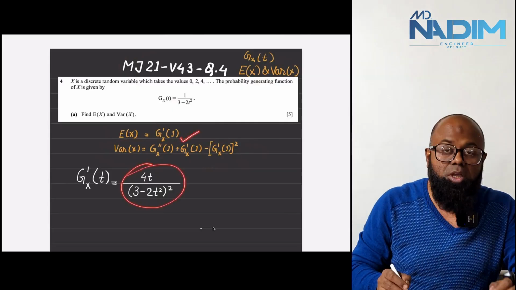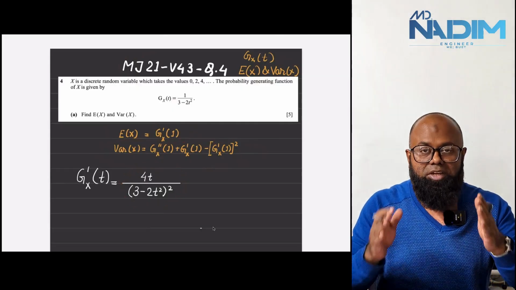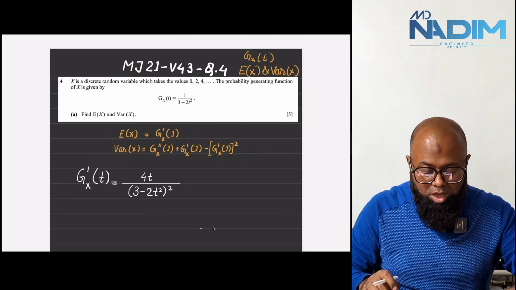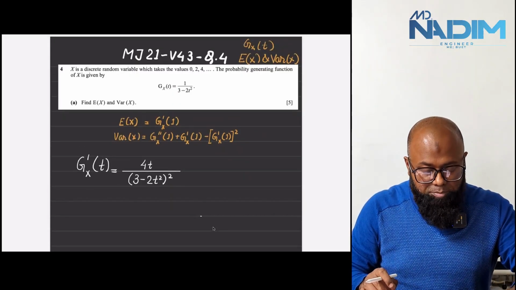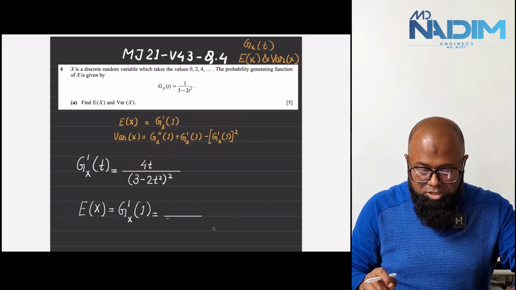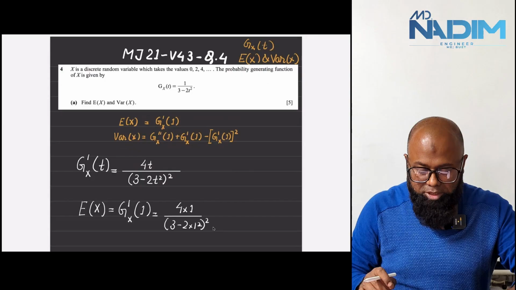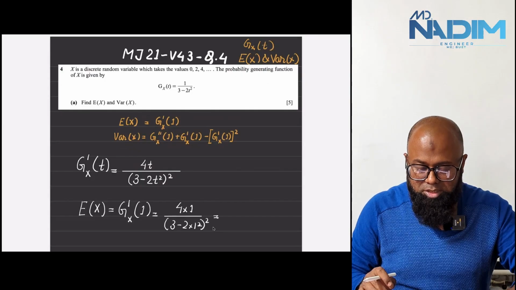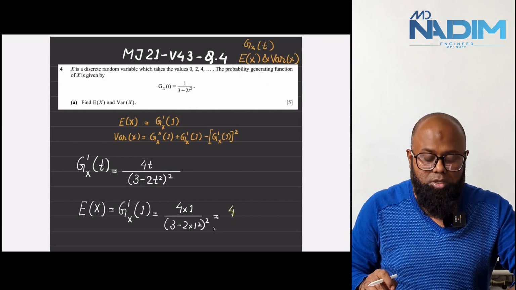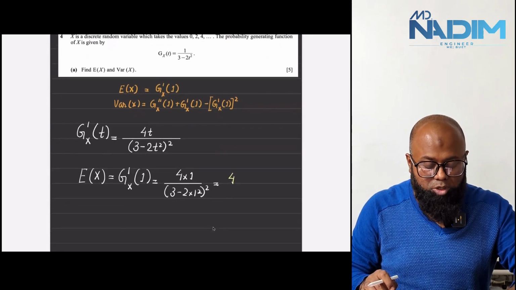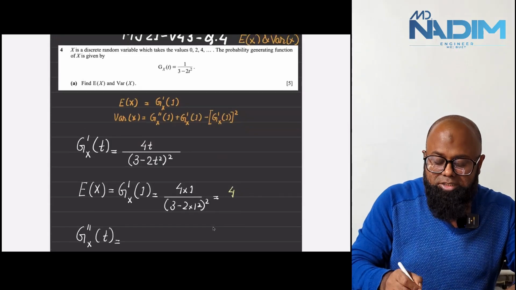Now I need to know the value of the first derivative at t is equal to 1. So g prime 1 is equal to 4 into 1 by (3 minus 2 into 1) squared, that is 4. So this is the value of E(X). Now what would be the Var(X)? For Var(X) I need the second derivative.